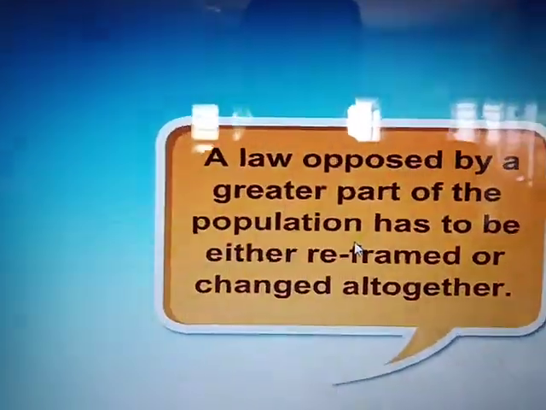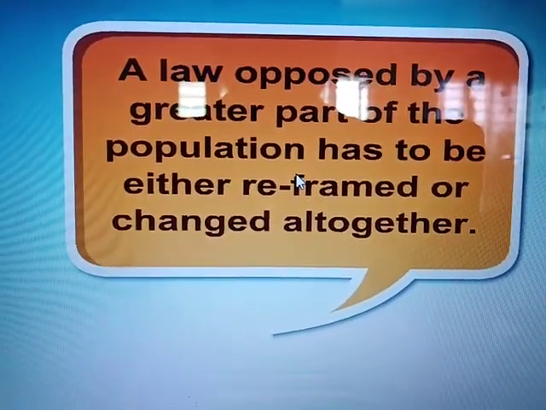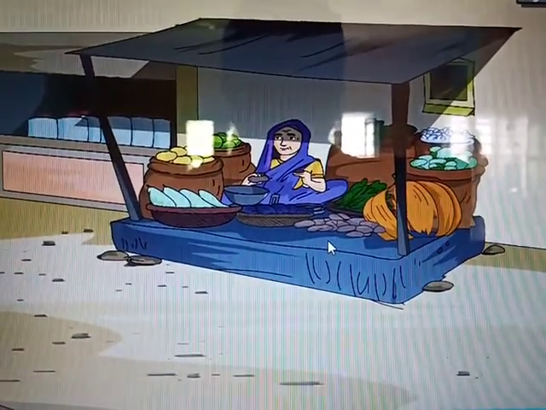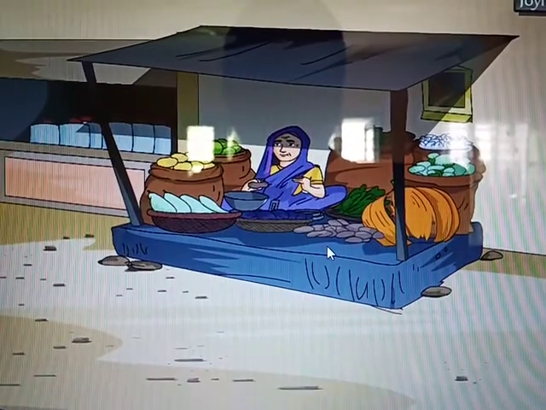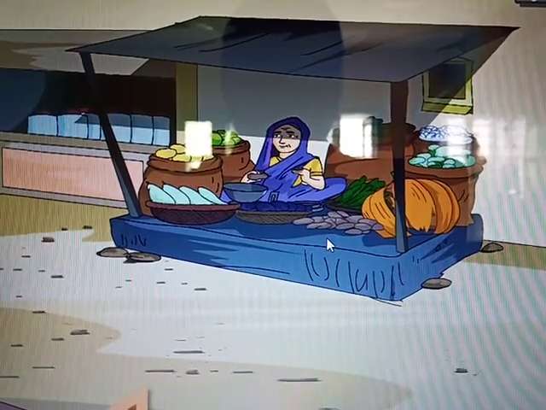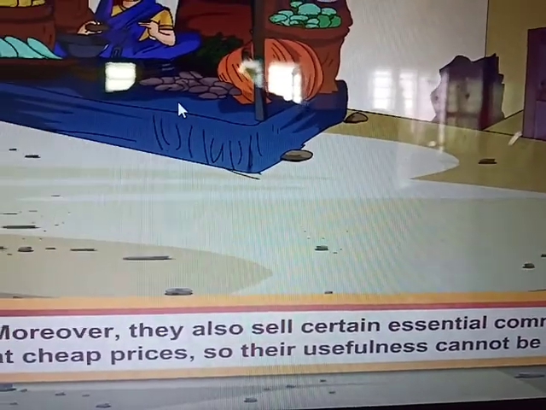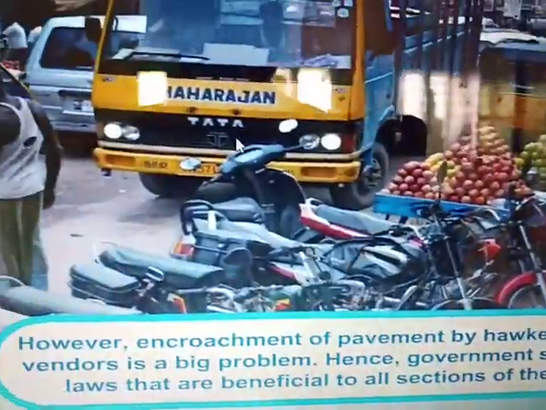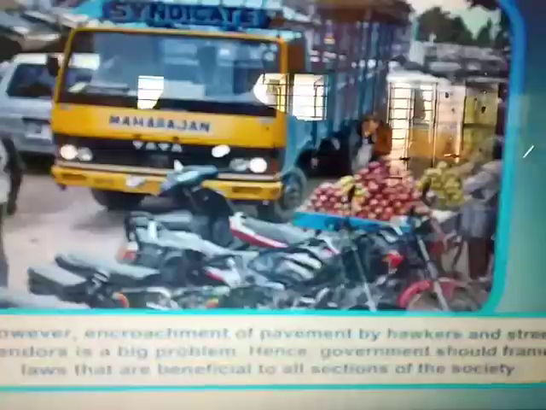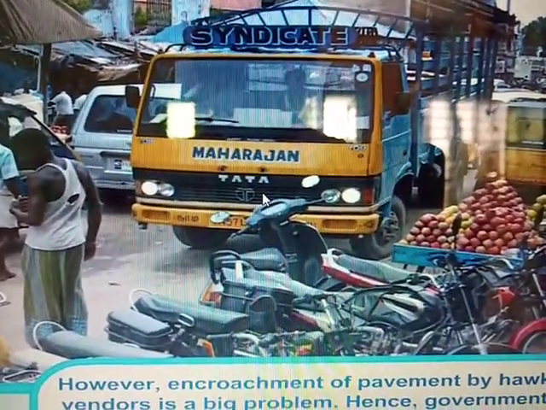A law opposed by a greater part of the population has to be either reframed or changed altogether. For example, street vending is regarded as illegal as per municipal laws. On the other hand, it is a source of livelihood for a vast majority in India. Moreover, they also sell certain essential commodities at cheap prices, so their usefulness cannot be denied. However, encroachment of pavement by hawkers and street vendors is a big problem. Hence, government should frame laws that are beneficial to all sections of the society.